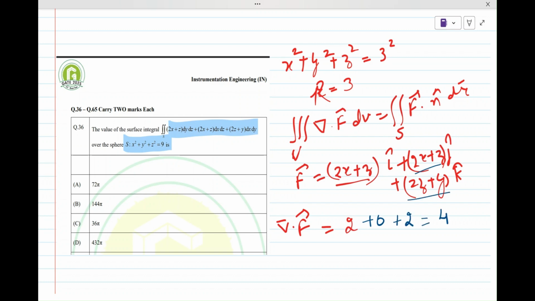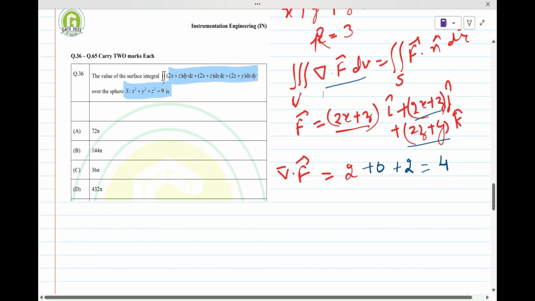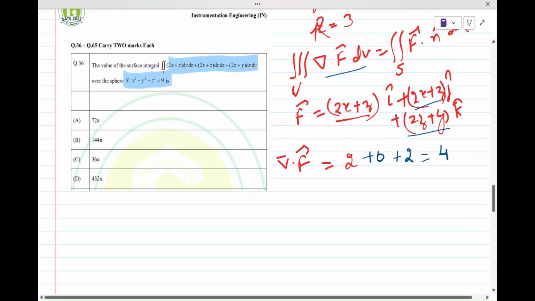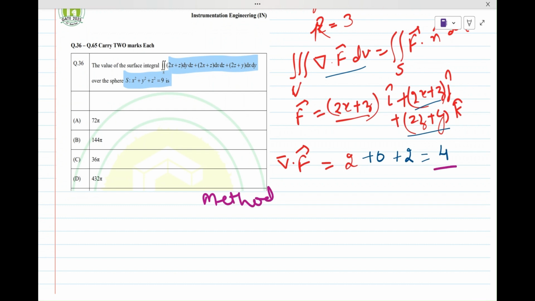So your divergence is 4. Now, here are two methods we can apply one by one. I will explain to you. First method, if your divergence is a constant value, right?